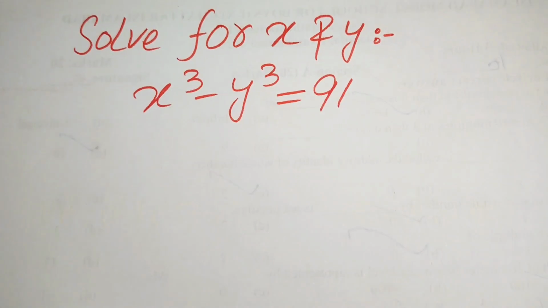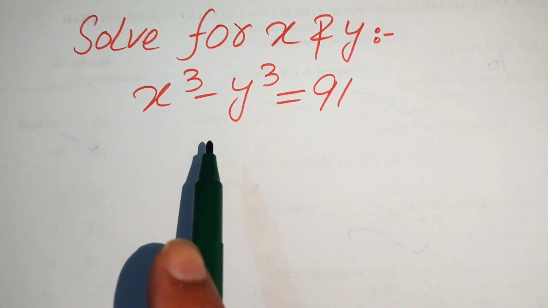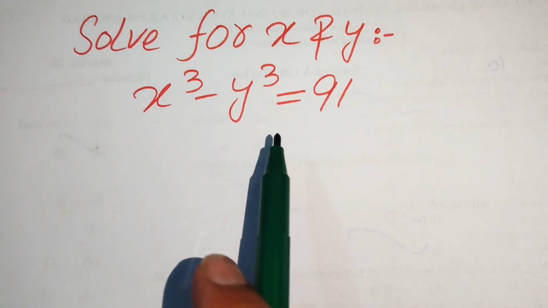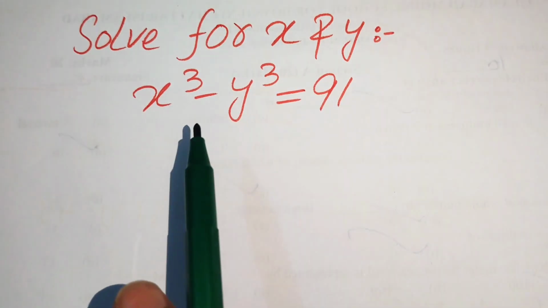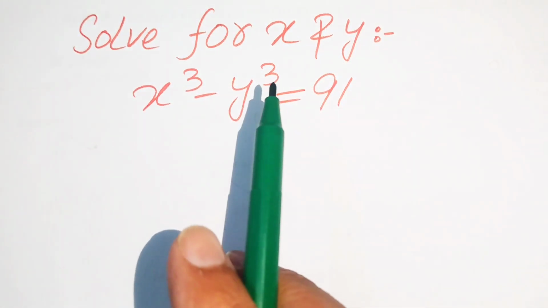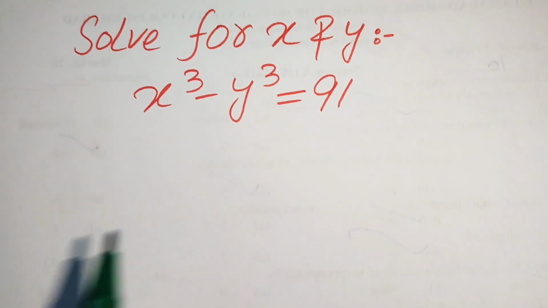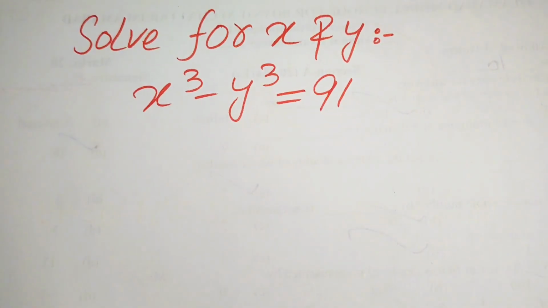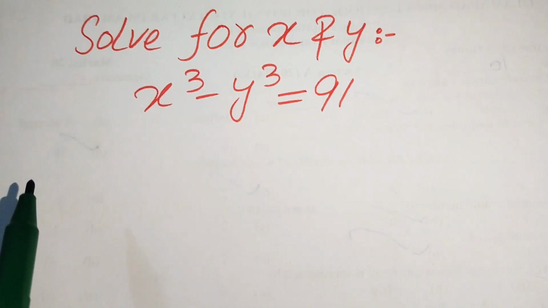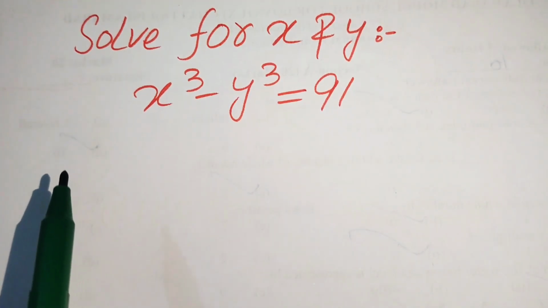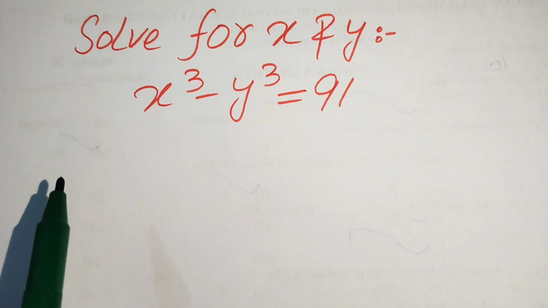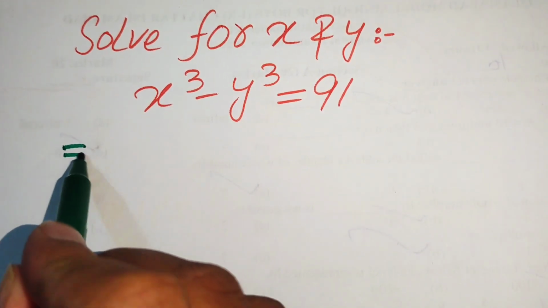Hello everyone, welcome to this nice math Olympiad algebra problem. Here we have x cubed minus y cubed equals 91, and we solve this problem for the values of x and y. The very first step we are going to do is use the well-known cubic identity on the left-hand side.